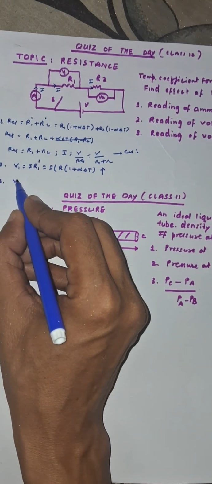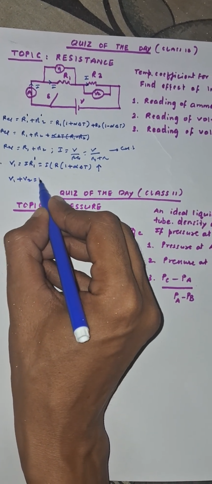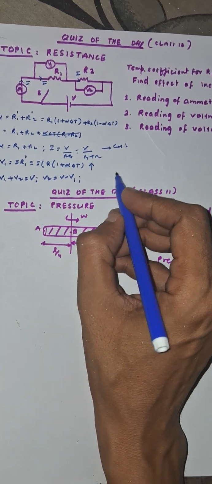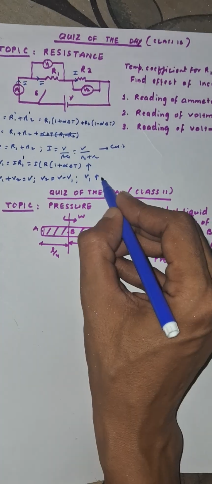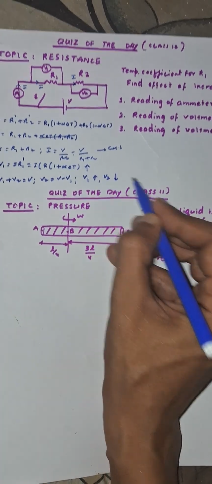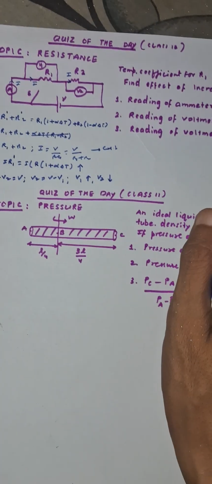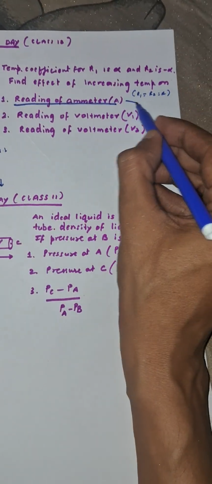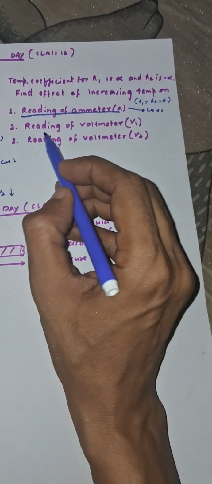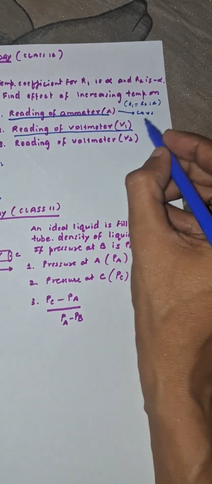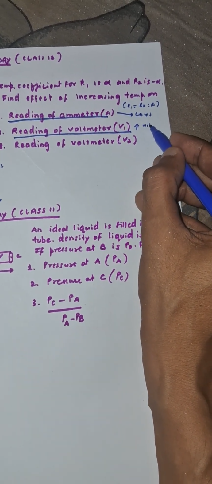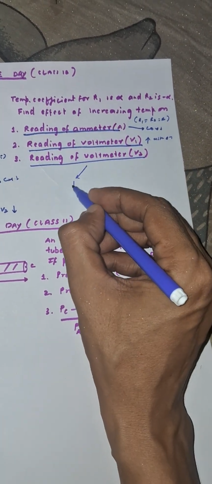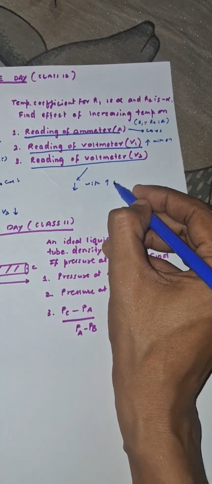Now we know that applying Kirchhoff's law, V1 plus V2 is equal to V. So V2 is V minus V1. Now on increasing temperature, V1 increases, that means V2 will decrease. So this is the entire solution for the three parts. As far as the first question is concerned, the answer is that it will be constant. As far as the second question is concerned, it will increase with increase in temperature. And as far as the third question is concerned, it will decrease with increase in temperature.